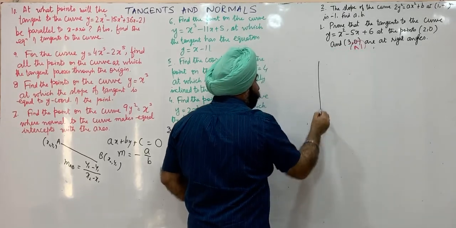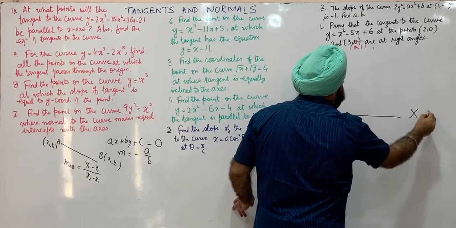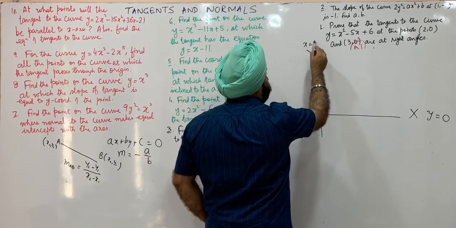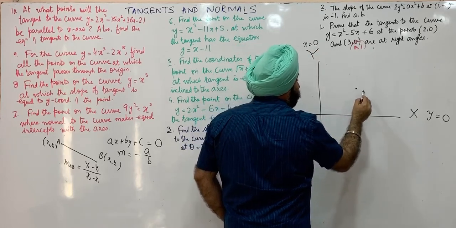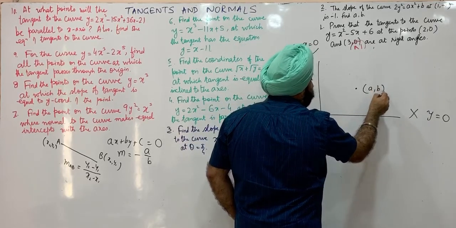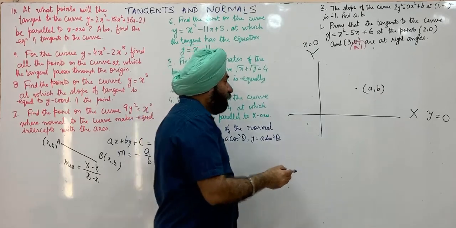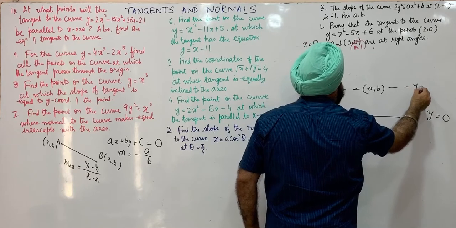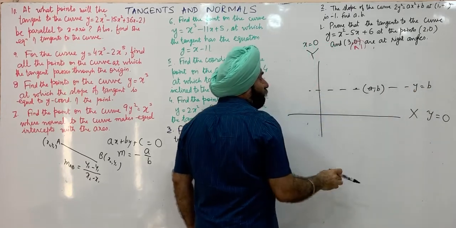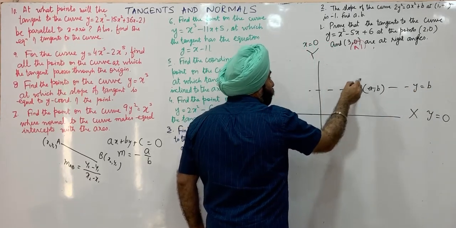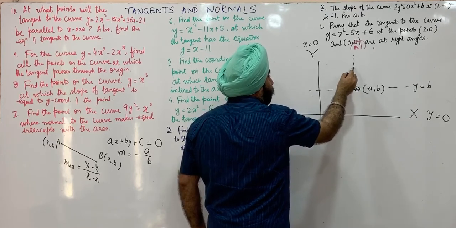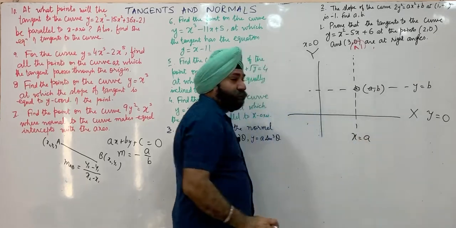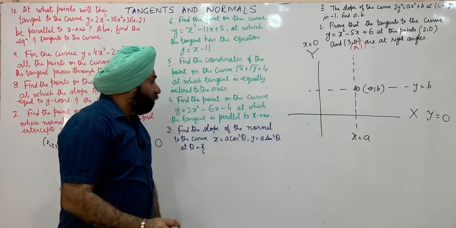This is the y-axis, x-axis. We know the equation of x-axis is y equal to 0, and the equation of y-axis is x equal to 0. If we have a point (a, b), and we have to write the equation of a line which is parallel to the x-axis, it's y is equal to the y coordinate of this point, and the equation of the line passing through this point parallel to the y-axis is x is equal to the x coordinate, x is equal to a.